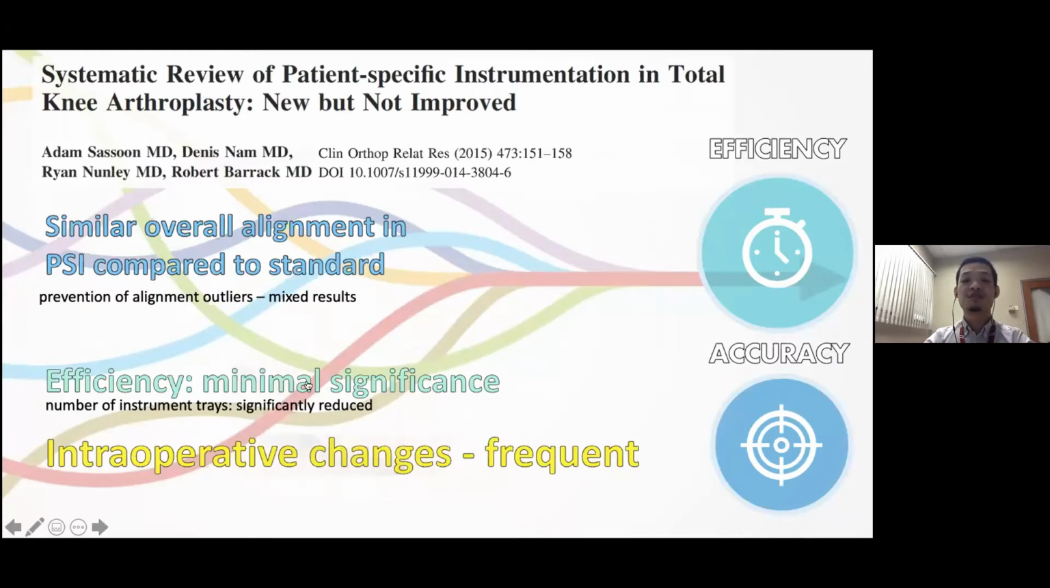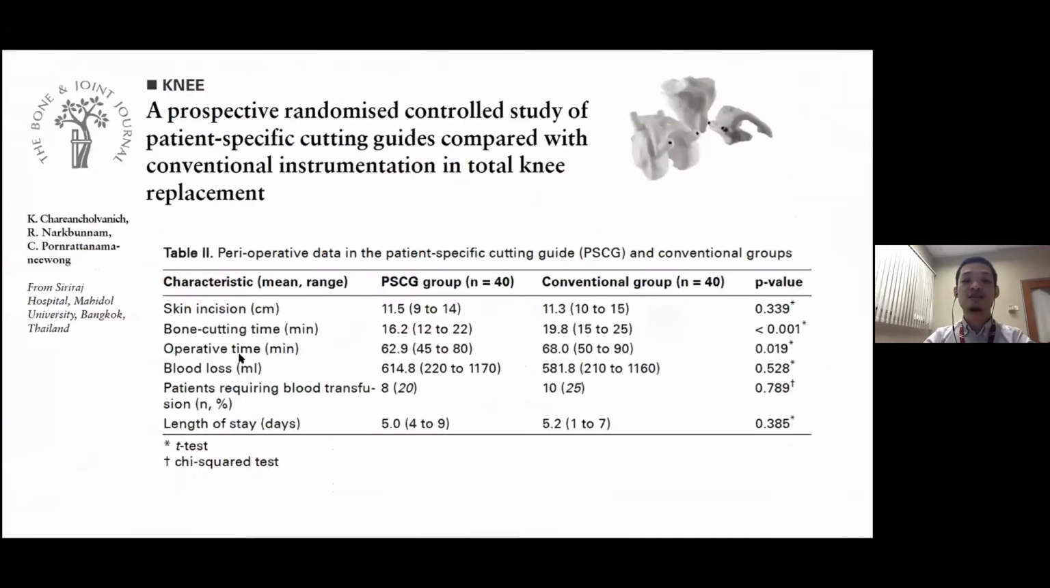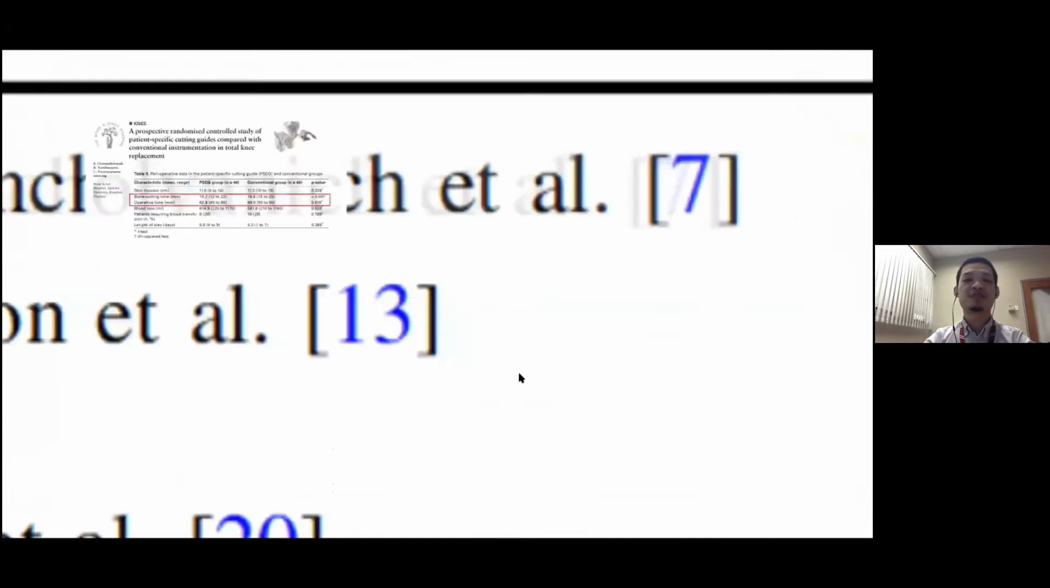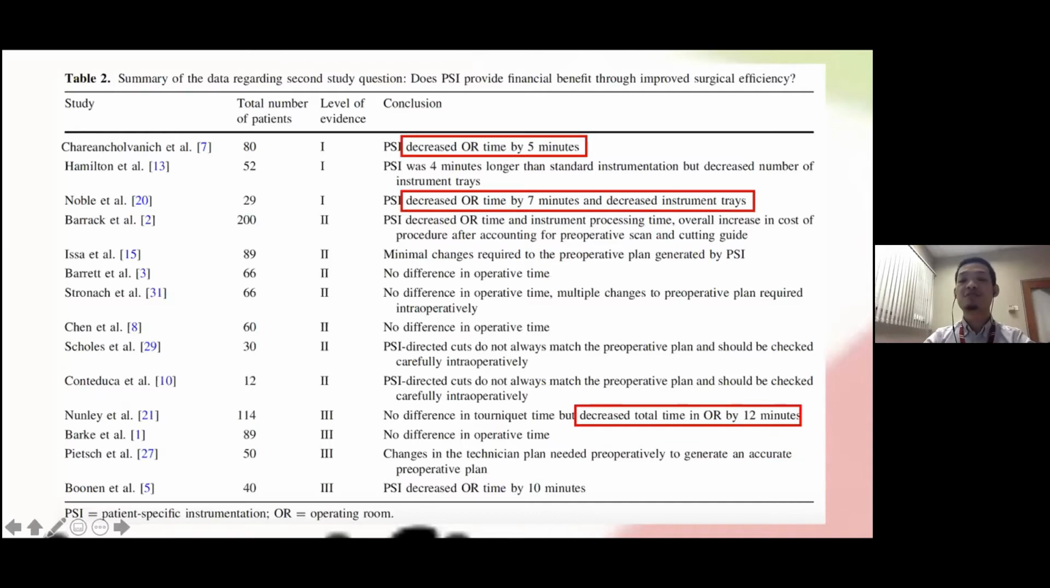Does it improve efficiency? So this is a study by Thai surgeons. So patient-specific guides do reduce surgery time, but only by about 6 minutes. That's about 10%, which I guess is quite good. But as you can see, the maximum time saving is only about 12 minutes.